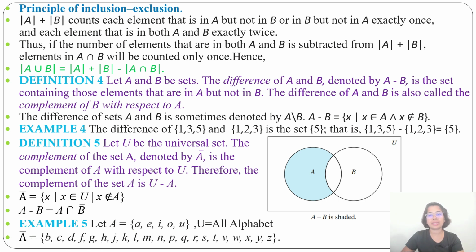In today's lecture, I discussed set operations like union, intersection, difference and complement. In the next lecture, I will discuss set identities.